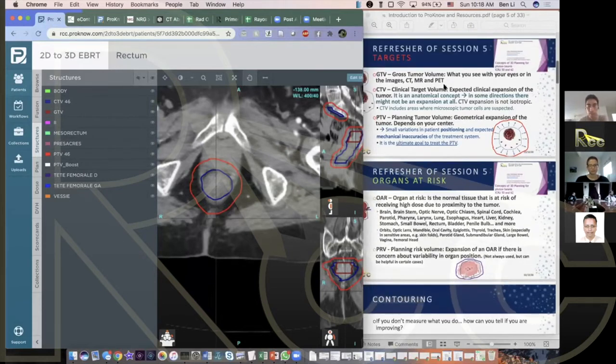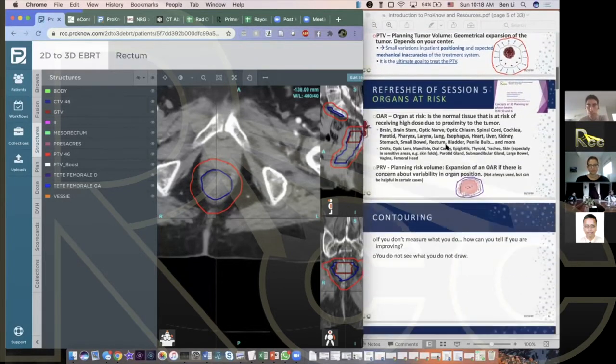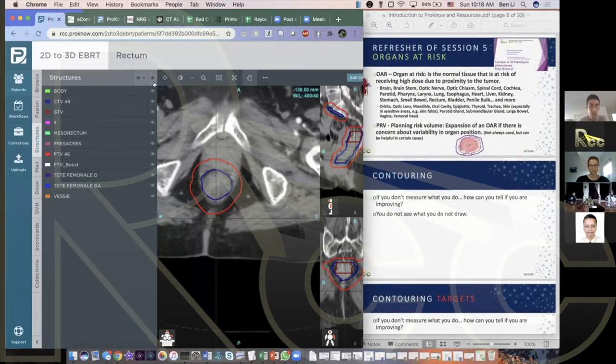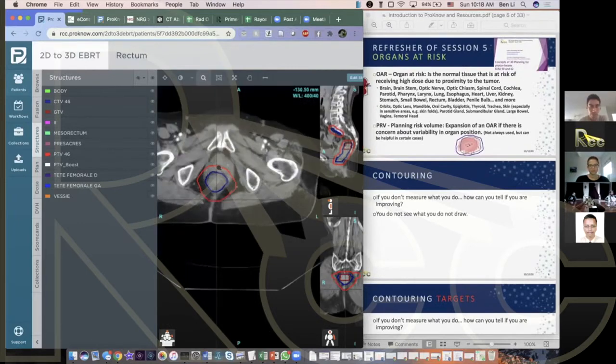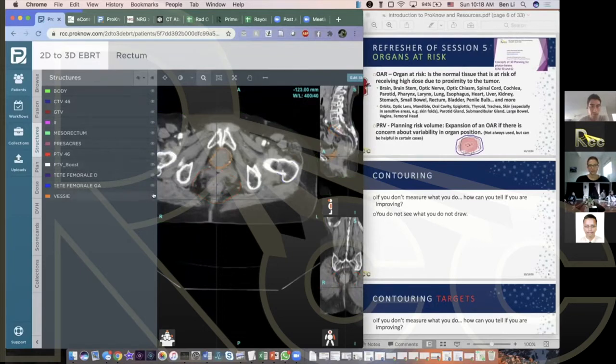Now, these are all targets. Now let's look at some examples of organs at risk. So here in the pelvis, one of our principal organs at risk is the bladder.